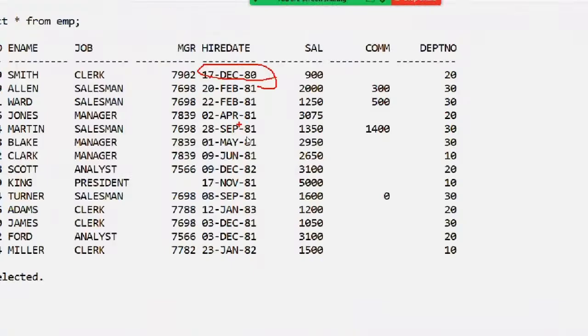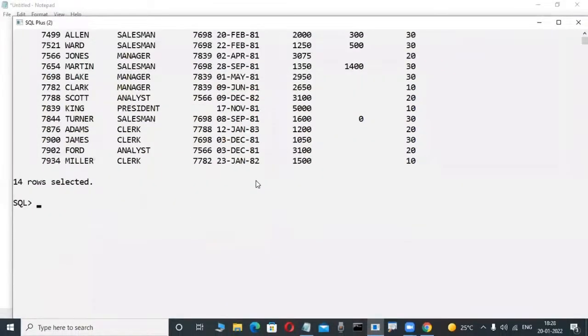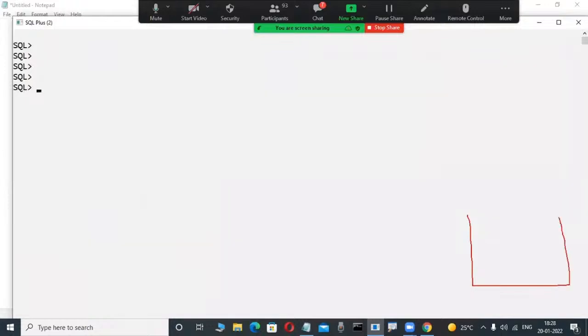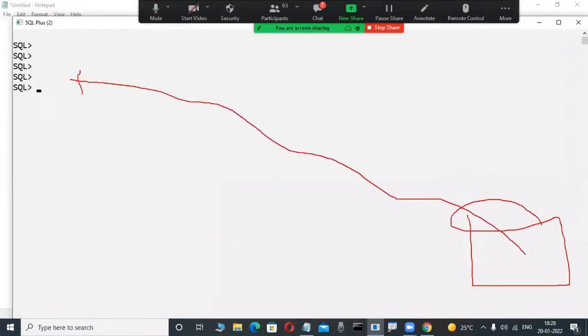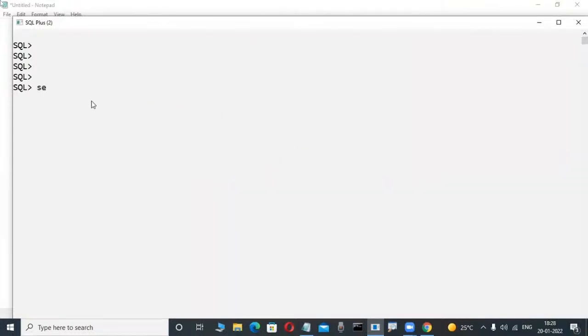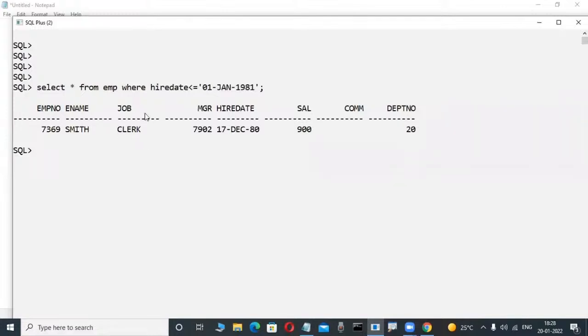Those employees' details I want in my project. Here, as an SQL programmer, somewhere data is there. How do they fetch this data? They write queries. These are called queries. Observe here: select star from table name where hire date is less than or equal to 1st January 1981, something like this. They write the query, and the data is automatically displayed.